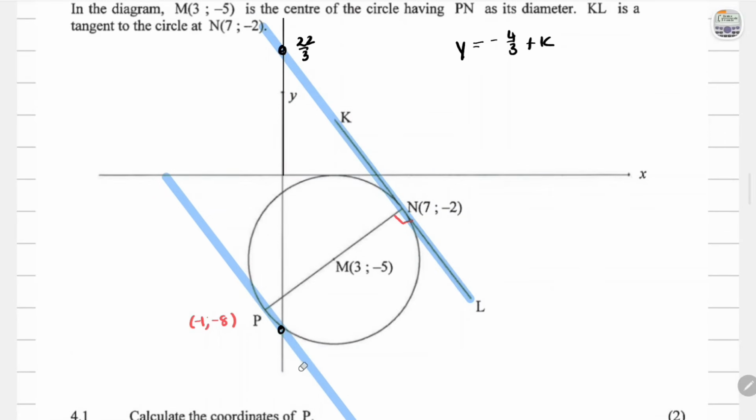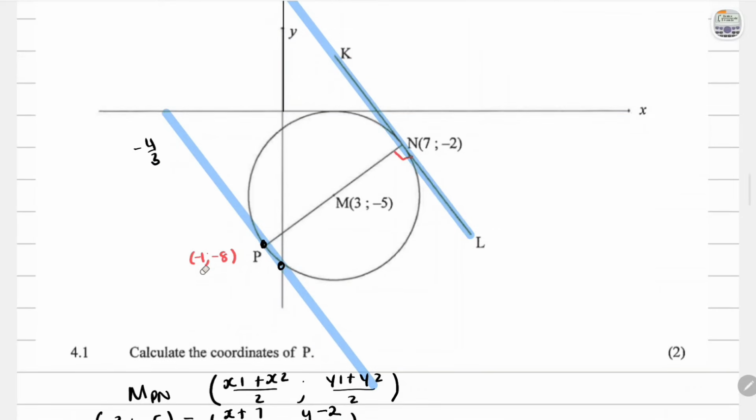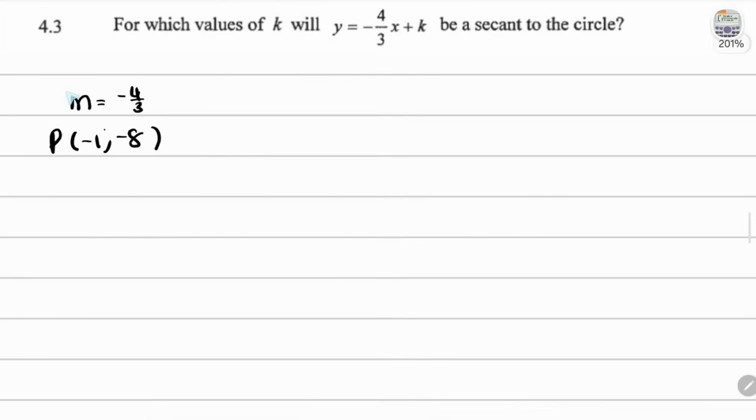So we can find that y-intercept because this is the same line, meaning it has the same gradient. So what exactly is the y-intercept of this line if the gradient is still negative 4 over 3, but this time it passes P? We have the coordinates of P, so we're going to go ahead and find that y-intercept if P is negative 1 and 8 and the gradient is negative 4 over 3. So we're really finding the equation of this line.